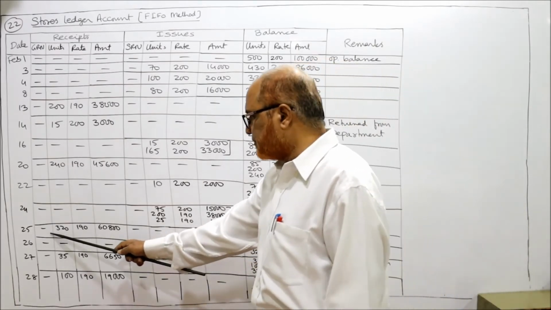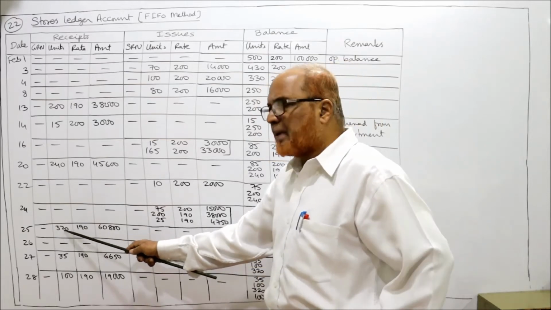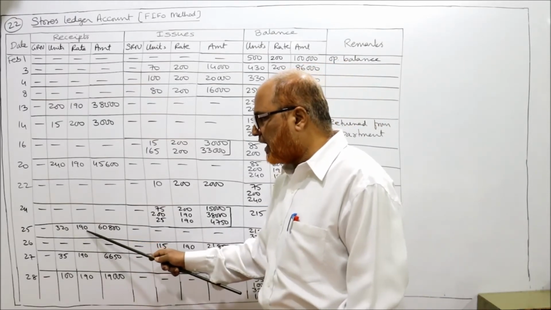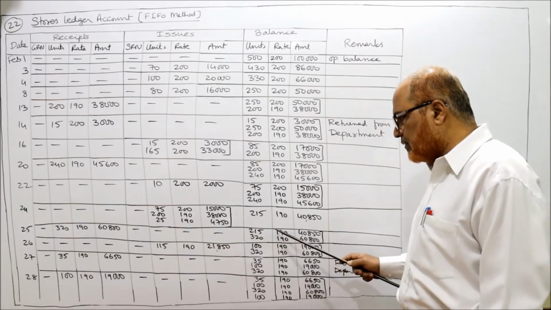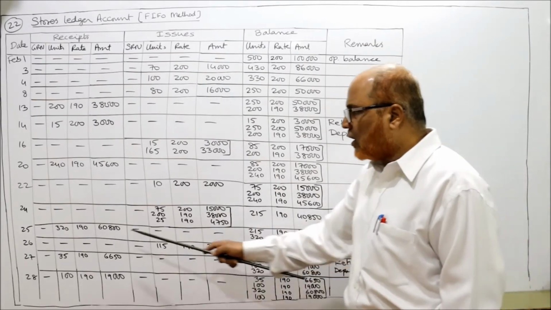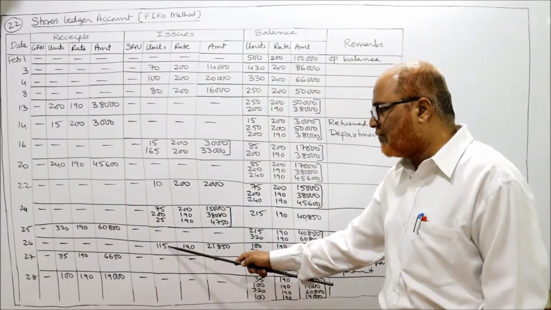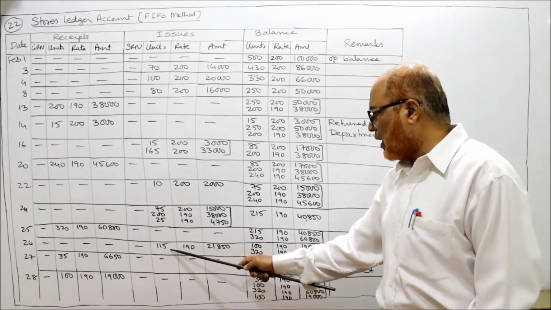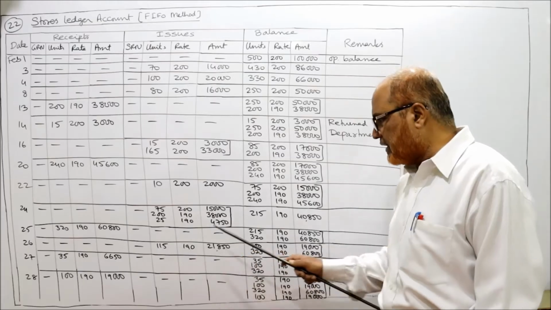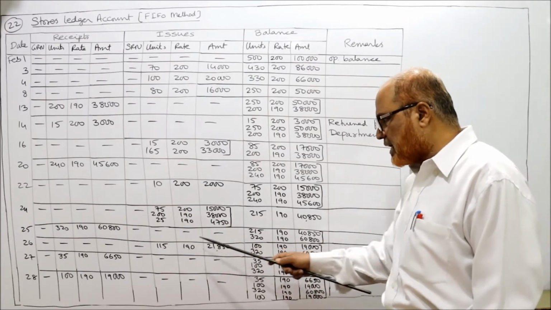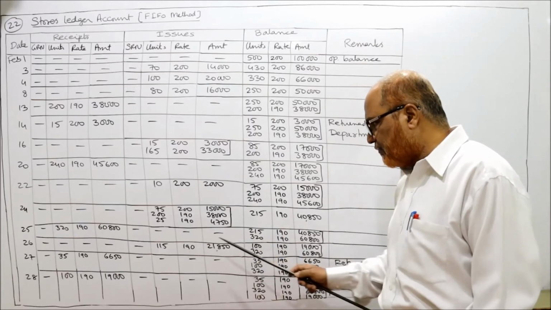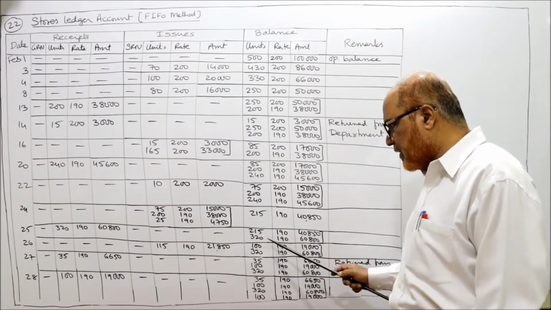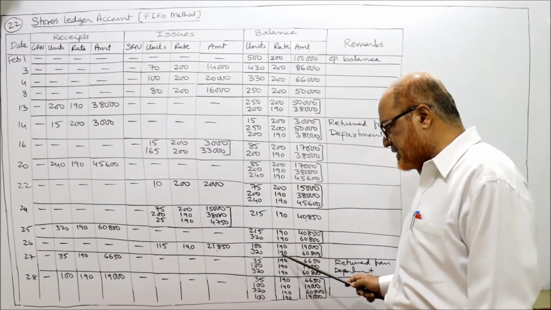Now 25th, there is a purchase of 320 tons at 190, 60,800. So 215 and 320, 190, 190. Now on 26th, there is an issue of 115 tons. From which to issue 115 tons? From this 215 tons, I am issuing 115 at 190. So 215 minus 115, it is 100 tons at 190. Second lot 320 as it is.